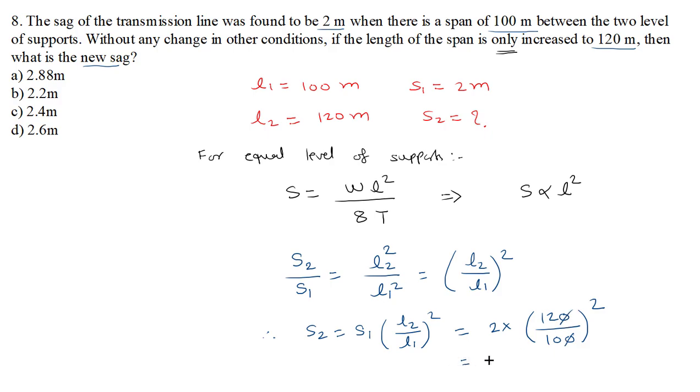Now whenever we are solving this without a calculator, we can usually simplify this a little bit. So 12 by 10 into 12 by 10. Or directly we can write 12 square is 144, into 2. 144 into 2 will be 288, divided by 10 square, which is 100. So that will be easy. So it is 2.88.